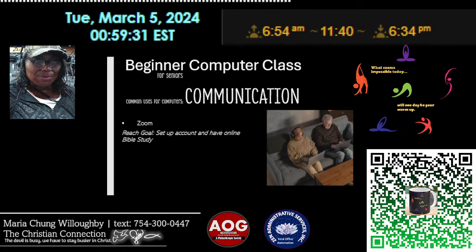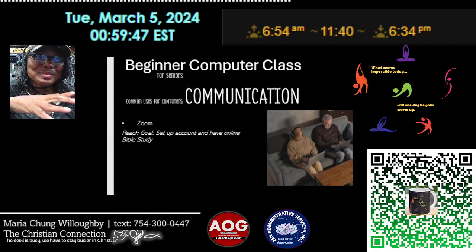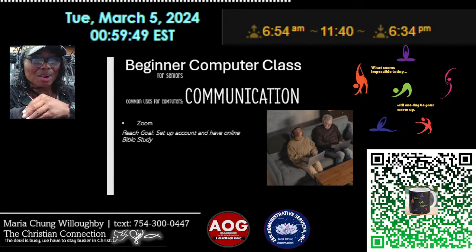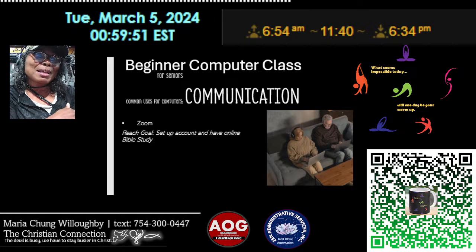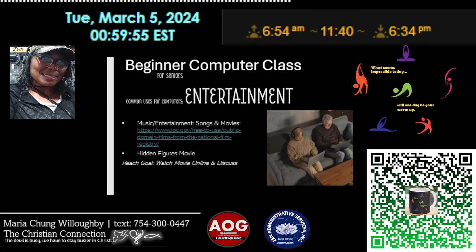And there's a bigger goal coming for that in the end, and that's communication, another common use for computers: emails, instant messages, social media, Zoom. So eventually, when we graduate from the point where we're just using the Bible on the computers, we're going to graduate to where we're doing a Bible study where you and I are not face to face, but we're on Zoom, sharing our thoughts and our sentiments and our experiences about the Bible via Zoom. And I thought that would really be excellent.